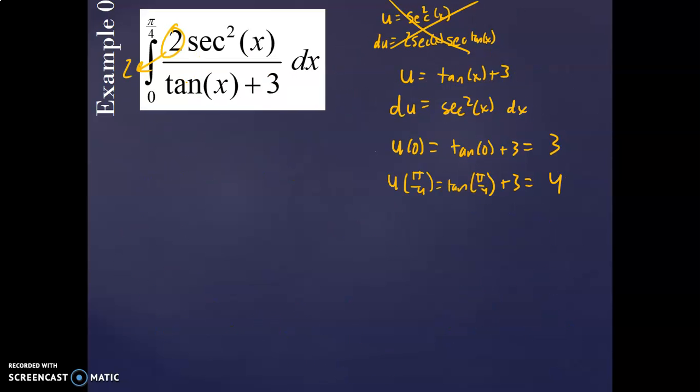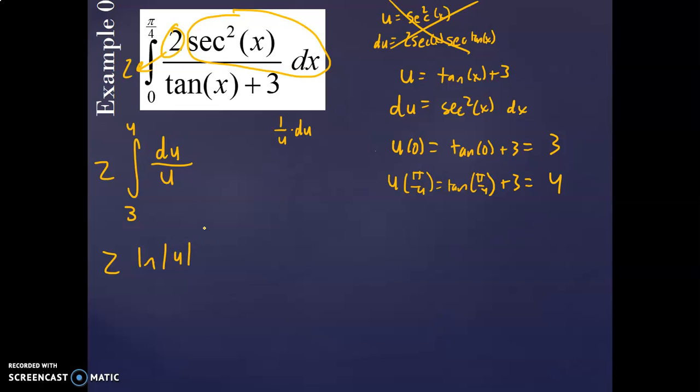All right, so I'm going to rewrite this in terms of u. Instead of going from 0 to pi over 4, I'm now going from 3 to 4. I move this 2 out front. Secant squared dx was my du over u. This is the formula for ln, for a natural log. So when I take the integral of du over u, which is the same as 1 over u times du, if you want to think about it that way, that's going to be ln, absolute value of u.